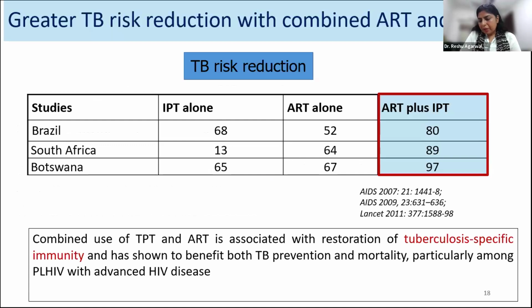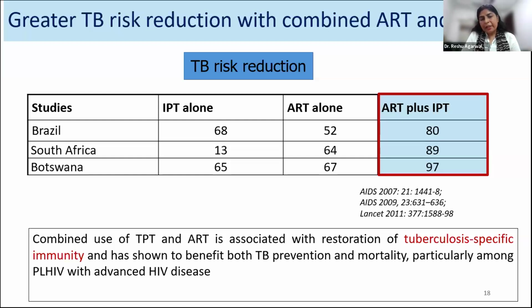So why are we talking about initiating TPT and ART at the same time now? Because the combined effect of TPT and ART actually has a huge impact in reducing the TB incidence. And various studies have shown that the reduction is to the level of 80 to 97%. And this is because of the restoration of the tuberculosis-specific immunity, with both IPT and ART together. They help in preventing TB incidence as well as mortality.